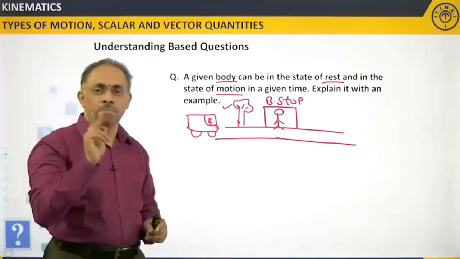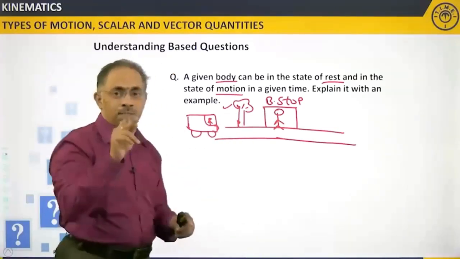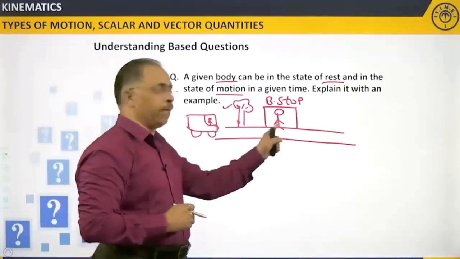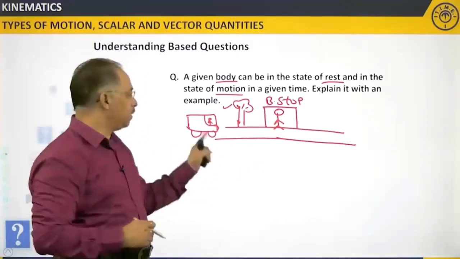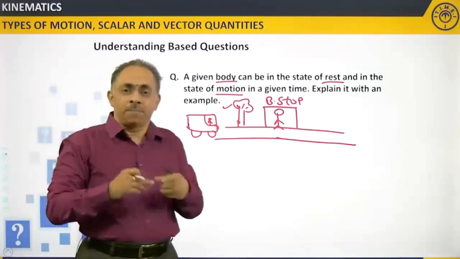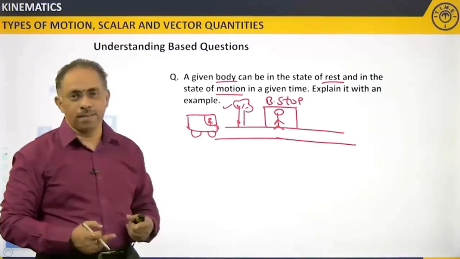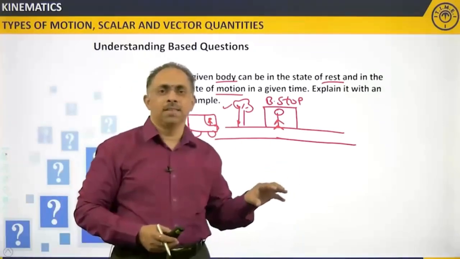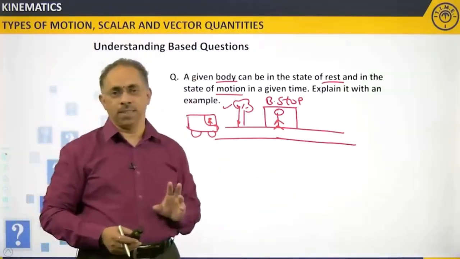We are talking about one body, that is the person. With respect to the tree, he is at rest. At the same instant, as the bus is moves forward, the same person is in motion with respect to the driver. So, with respect to what? The reference. If the reference is changing, then the same body can be at rest and also in a state of motion at the same instant.